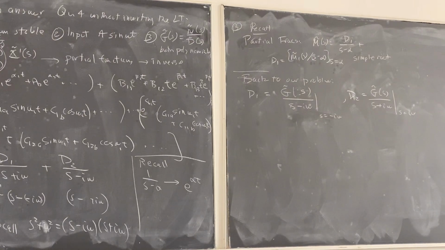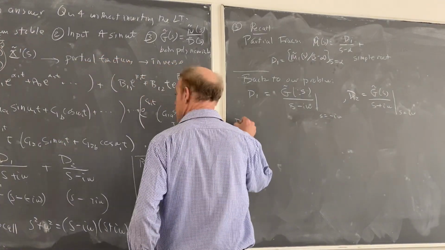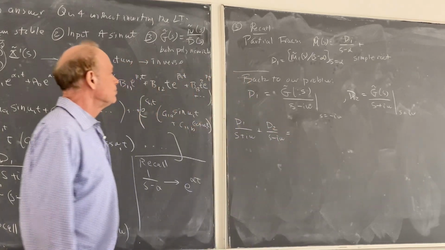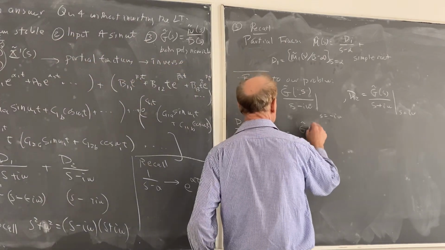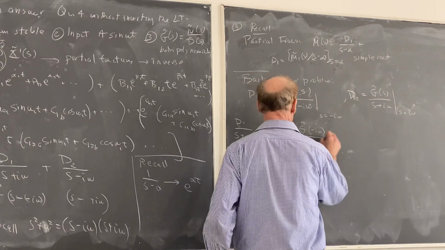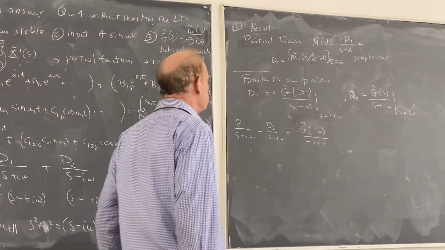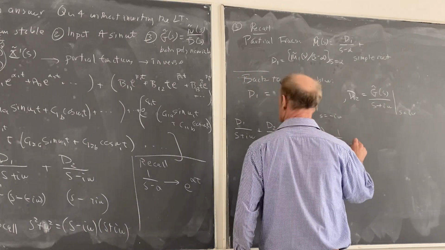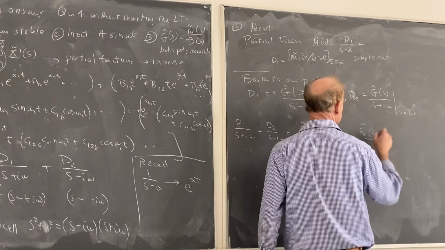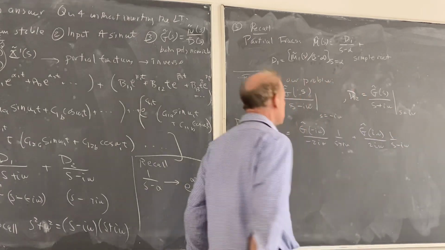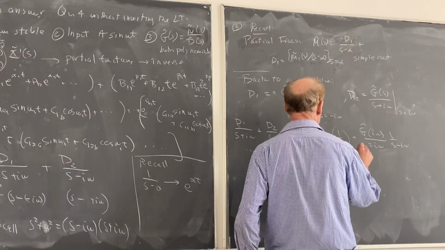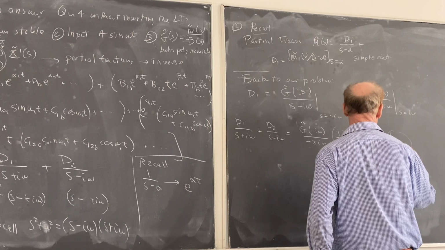And now I can write this together. So I have d1 over s plus i omega plus d2 over s minus i omega equal to g tilde of minus i omega over, now minus i omega minus i omega is minus 2 i omega, times 1 over s plus i omega, plus d2, g tilde of plus i omega over i omega plus i omega is 2 i omega, 1 over s minus i omega. And now when I invert this, this thing becomes e to the minus i omega t, and this thing becomes e to the plus i omega t.